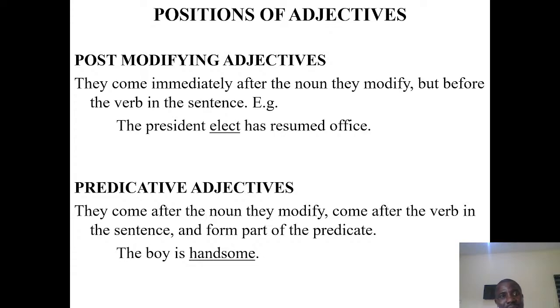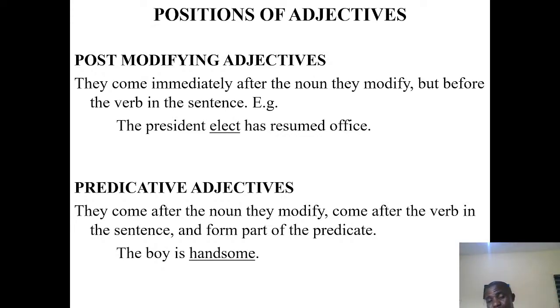Post-modifying adjectives come immediately after the noun they modify, but before the verb in the sentence. I said it earlier: the president-elect. President is the noun, elect modifies it. But before the verb has in the sentence, "president-elect has resumed office." It does not come after the verb, but it comes after the noun it modified.